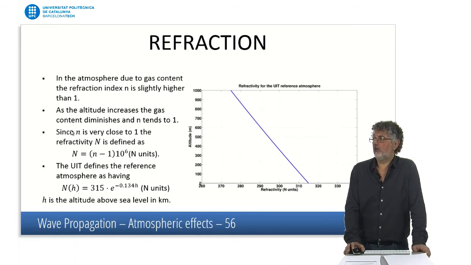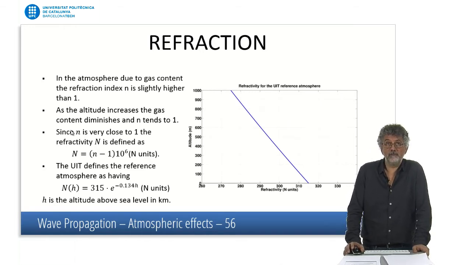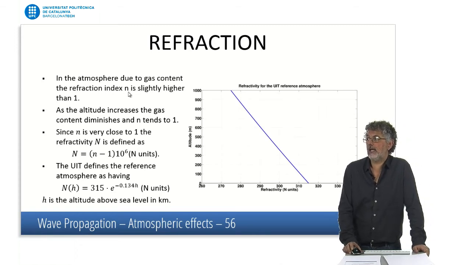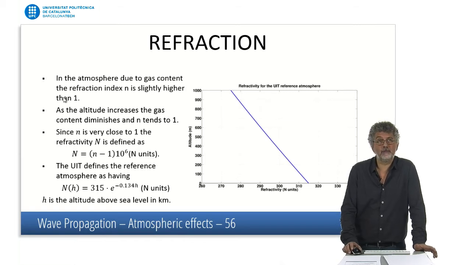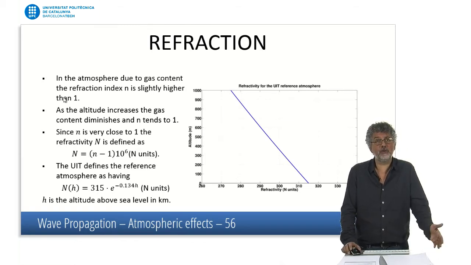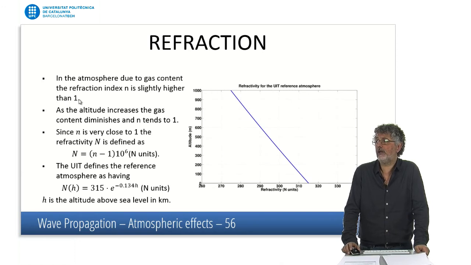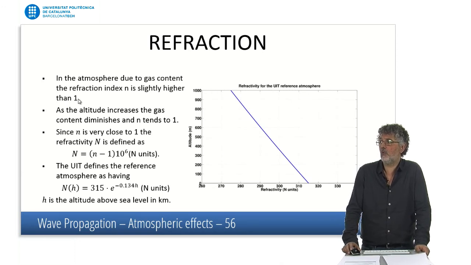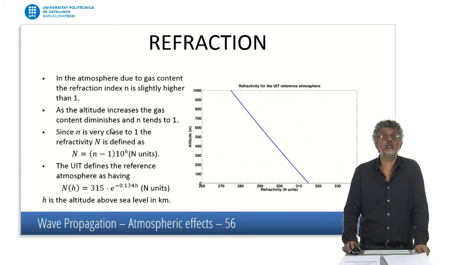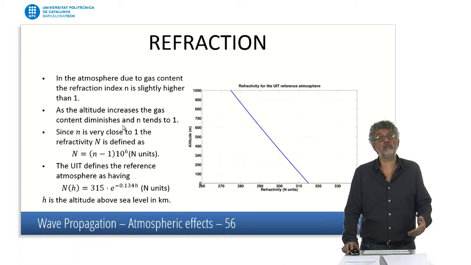There is another important phenomenon which is called refraction. In the atmosphere, due to the gas content, the refraction index N is slightly higher than 1. We are not in a perfect vacuum, but because of the presence of gases, the refraction coefficient is a little bit higher than 1. Also, we know that as the altitude increases, the gas content diminishes, so we would expect that as the altitude increases, N tends to 1.